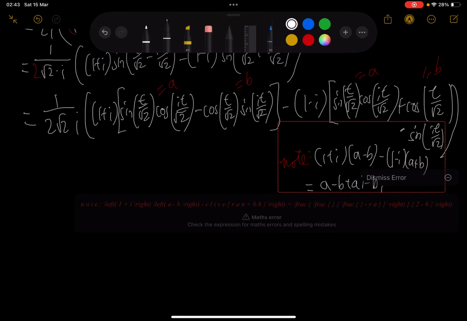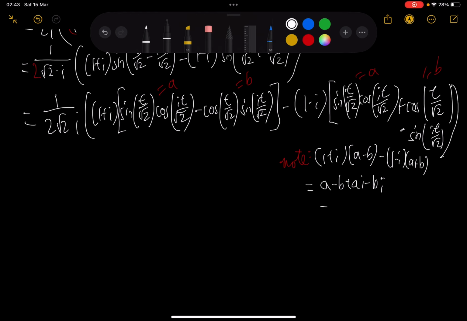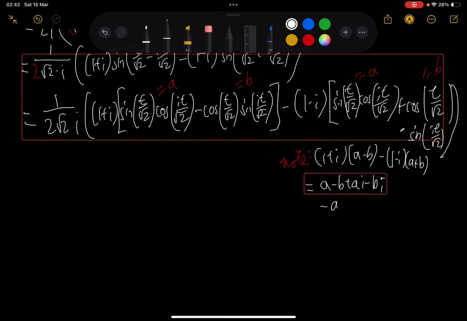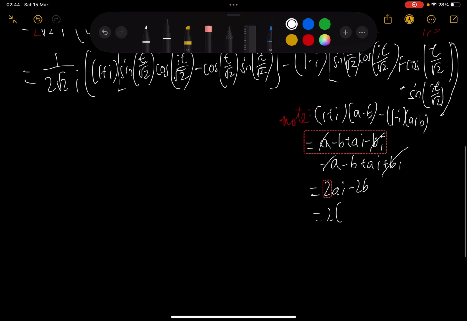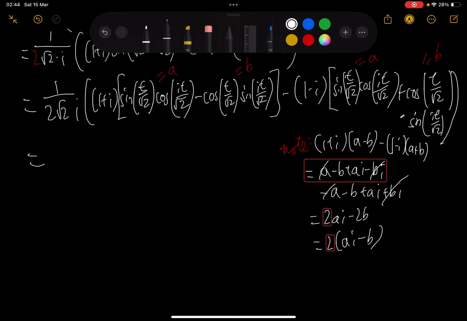and then minus 1 times a, which is negative a, and then minus 1 times b, which is negative b, minus 1 times minus negative i, which is i times a, so we can get positive ai, and then positive i times b, which is plus bi, and then you can cancel something, you can cancel out the negative bi, and then a and negative a, so we can get 2ai minus 2b, so we can factorize the 2 outside, which is 2 times (ai minus b). So after factorizing the 2, you just get rid of this 2.